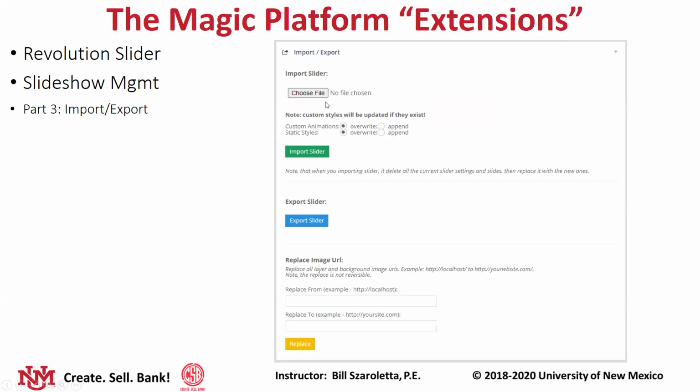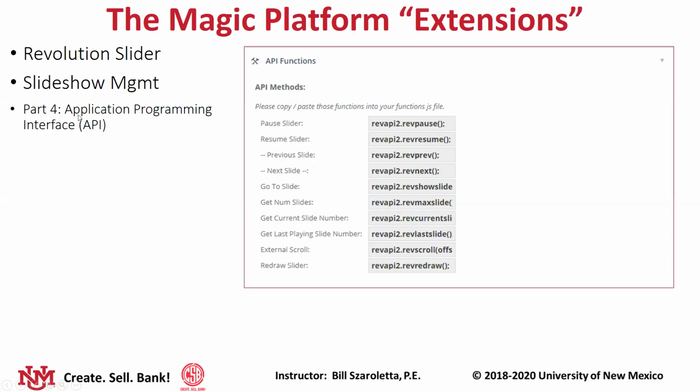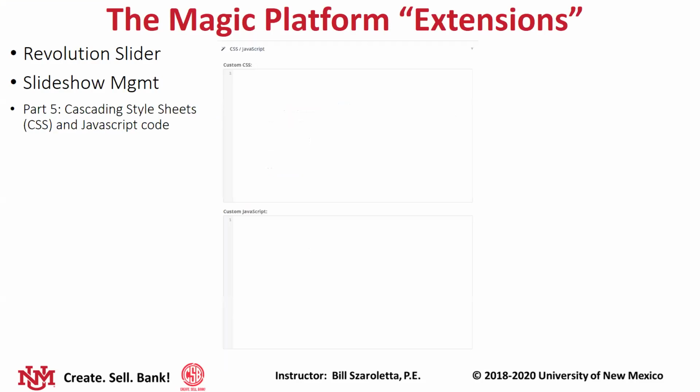And you can import a slider. You can export a slider. You can have a URL that you want to have associated with the particular slider. And then the application programming interface, or the API, there's a lot of calls. Now this is way beyond this course. This is for the computer scientists, or you can go on Fiverr.com or Upwork, and you can get somebody that understands how to use an API to make this work.